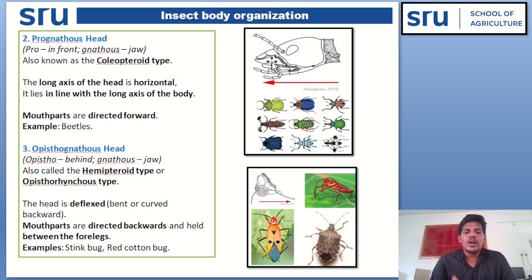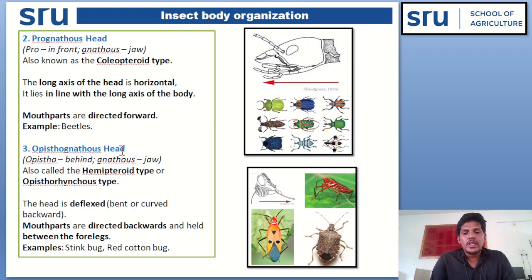That's why we are calling this type of head, with mouth parts directed forwards, found in the beetles, and this kind of head is also known as the coleopterite type of head.